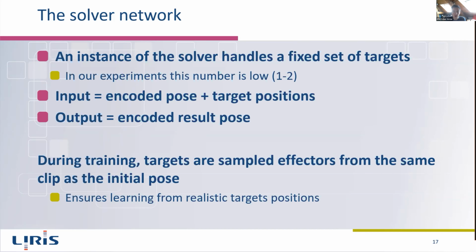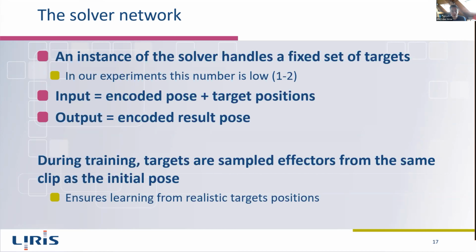It takes an encoded pose concatenated with the target's joint positions and generates a new encoded pose, which, when decoded, will satisfy the constraints, so have its effector reaching for the targets. An instance of the solver is trained to solve a specific set of targets, so that the input vector is always the same dimension. I will talk a little bit later about how we can manage changing targets during a real workflow, and why I use the word instance.